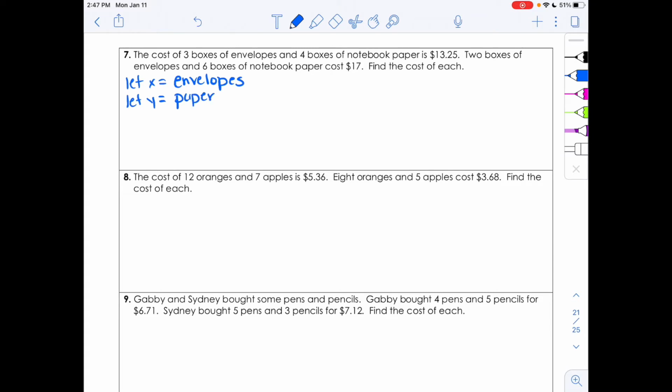Then I'm going to use the information in the problem to write my equations. The first part of the problem told me that the cost of 3 boxes of envelopes and 4 boxes of paper was $13.25. I can use this to write the equation 3x plus 4y equals $13.25. Because I've already said that x was my envelopes and I got 3 envelopes, so 3x. And y was my paper and I got 4 boxes of paper, so 4y.